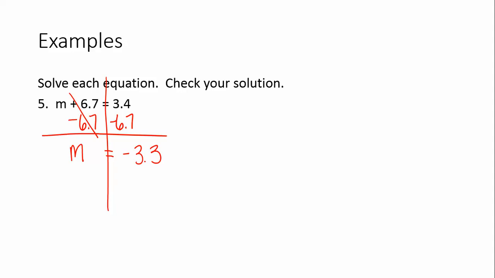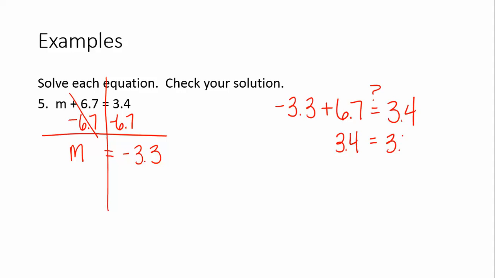We want to check our solution. Plugging negative 3.3 in for n, adding it to 6.7, does that equal 3.4? So then you can do negative 3.3 in your calculator plus 6.7, and you get 3.4 equals 3.4. Our solution is correct.